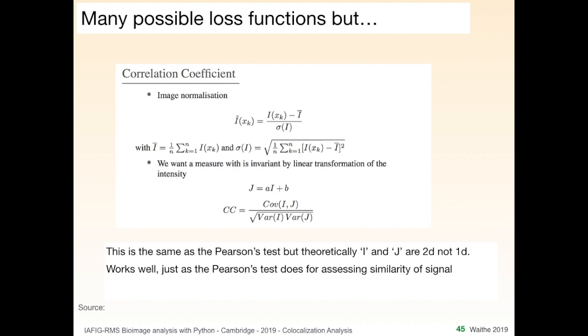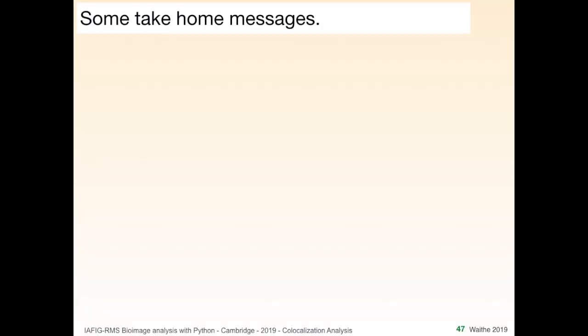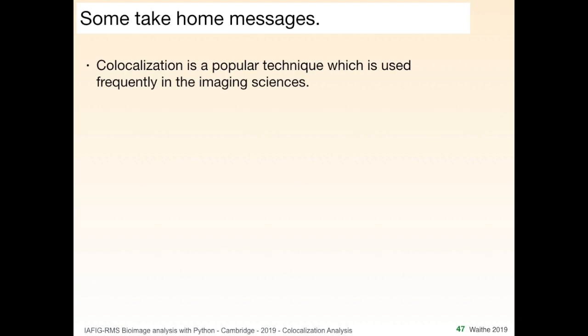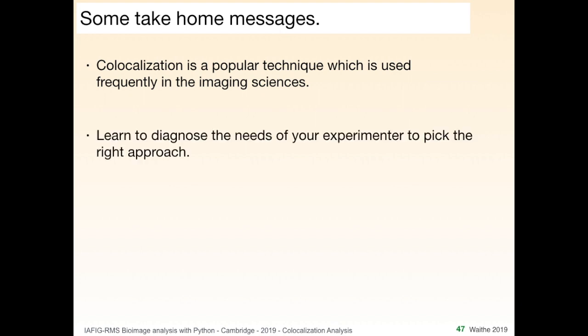Okay, so in summary, some take-home messages. Colocalization is a popular technique which is used frequently in the imaging sciences. You have to learn to diagnose the needs of your experimenter to pick the right approach. Be aware that scale will influence your outcome and basically ruin your experiment. This is another important thing. Make sure people are taking images at the same resolution for the length of your experiment. Some systems allow you to change the magnification of your image far too easily, and if you've got images of different magnification or zoom factor in your data set, then it will ruin your experiment.